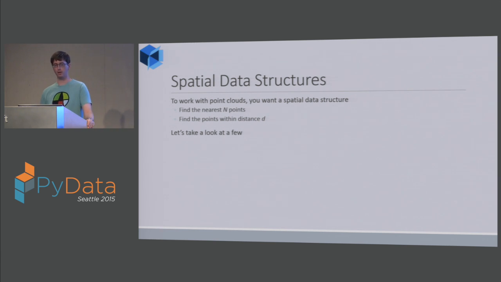First, some background on spatial data structures. If you want to do something sophisticated with a point cloud, you need to put it in a spatial data structure first. And what that's typically going to let you do is ask for, given a point in space, what are the nearest n particles? Or given a ball of some radius, what are all the points within that ball?